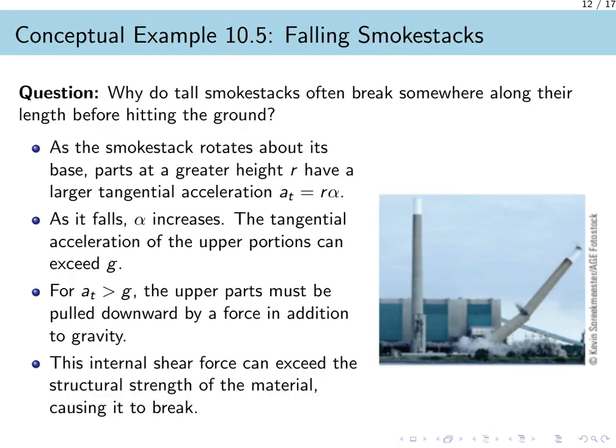As the fall progresses, the angular acceleration increases. A point is reached where the tangential acceleration of the upper portions becomes greater than g, the acceleration due to gravity. For any part of the smokestack to accelerate downward faster than gravity alone would cause, it must be pulled down by the section immediately below it. This internal pulling is a type of stress known as a shear force. Ultimately, this internal shear force becomes greater than the structural strength of the smokestack's material, causing it to snap.